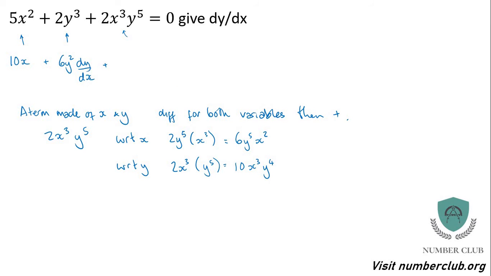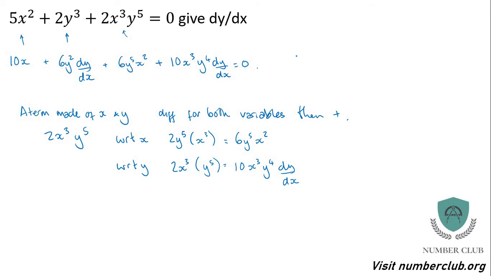What do we do when we differentiate with respect to y? If you differentiate with respect to y, put dy by dx. And so we'll have 10x plus 6y squared dy by dx plus 6y to the 5x squared plus 10x cubed y to the 4 dy by dx, which is equal to 0.